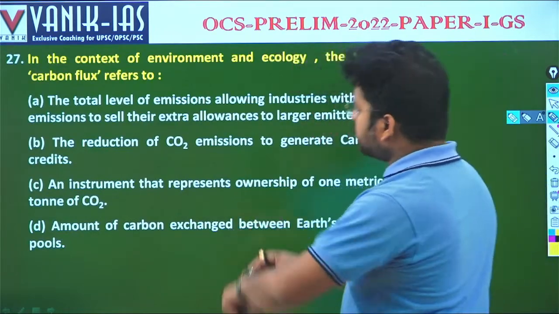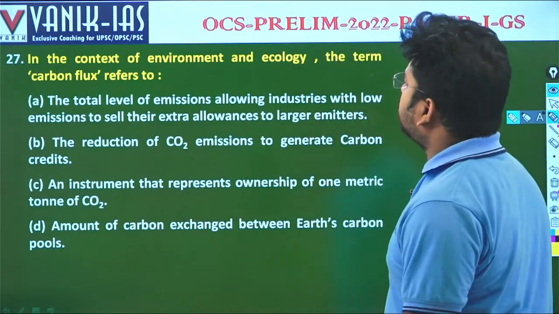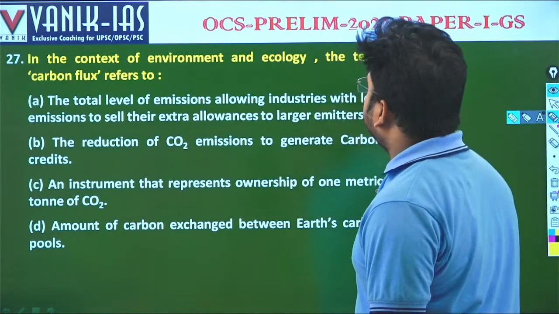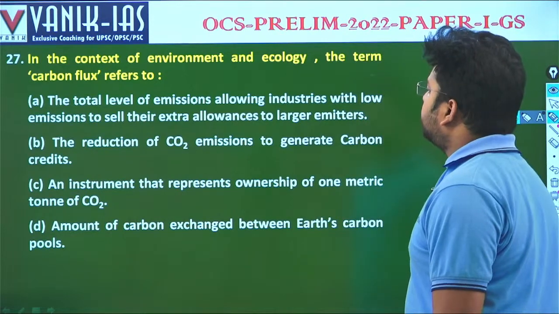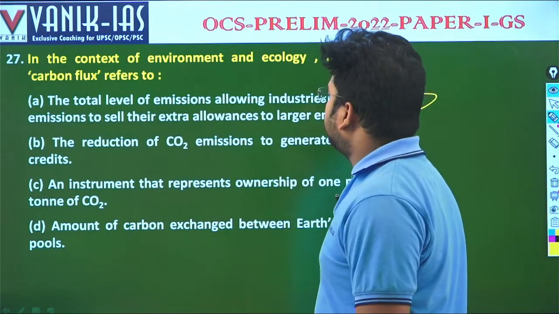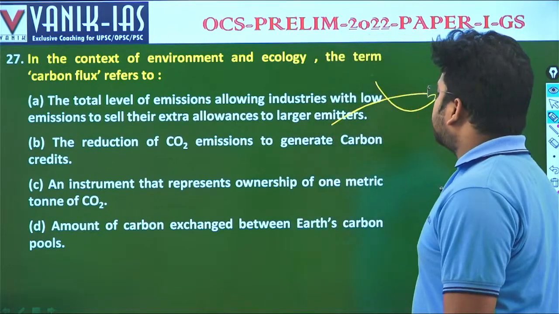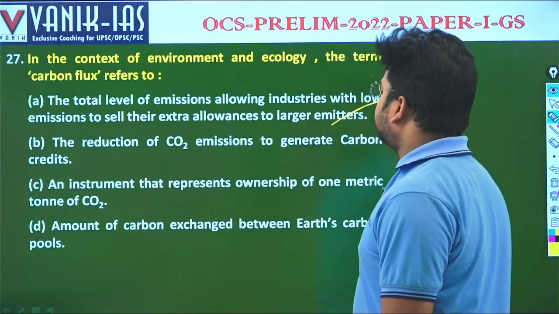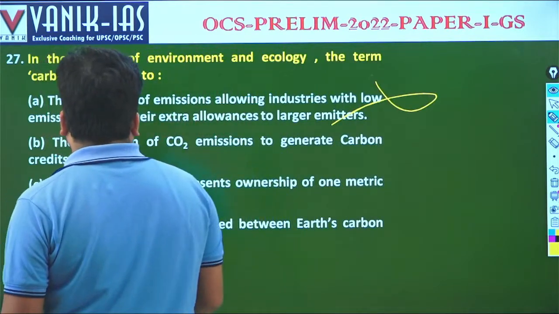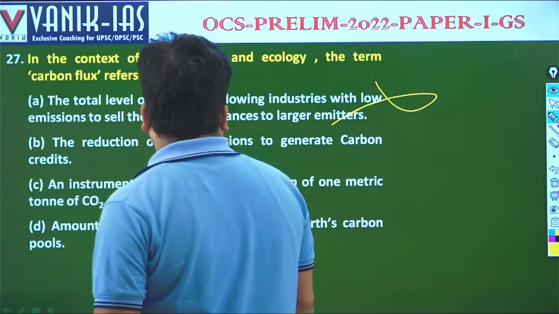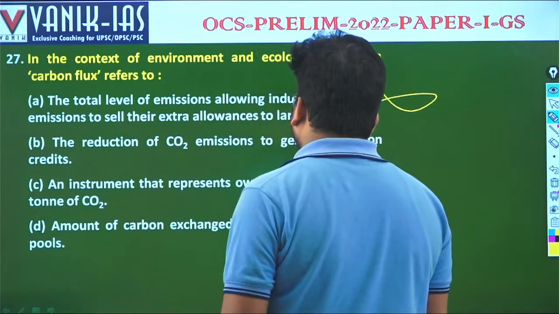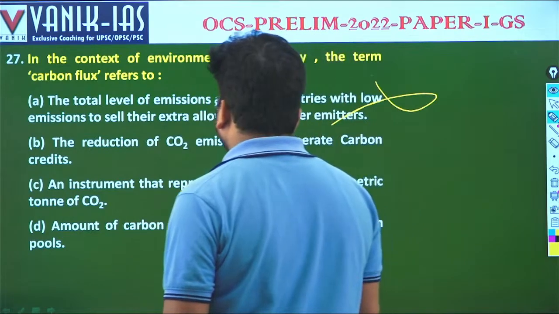Next, in the context of environment and ecology, the term carbon flux. What is carbon flux? It is the total level of emissions allowing industries with low emissions to sell extra allowances. So that is carbon credit. This is wrong. The reduction of CO2 emissions to generate carbon credits. An instrument that represents ownership of a metric ton of CO2. No, this is also wrong.